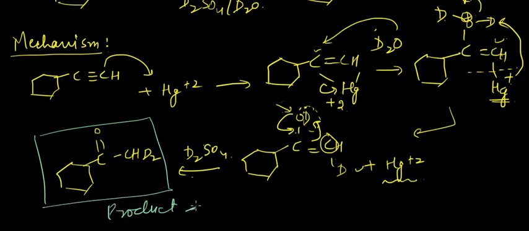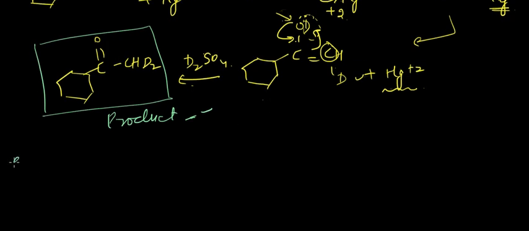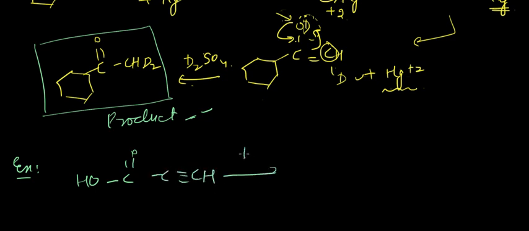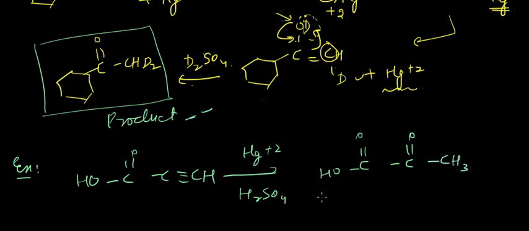So let's take another example. We have something like this compound. Again we pass it Hg in plus 2 state and H2SO4. So what will happen here is, again we get something like CH3.